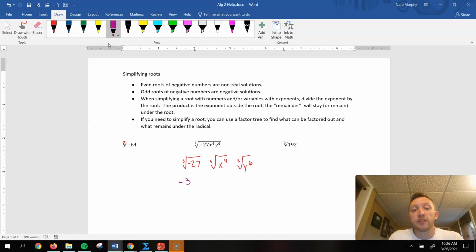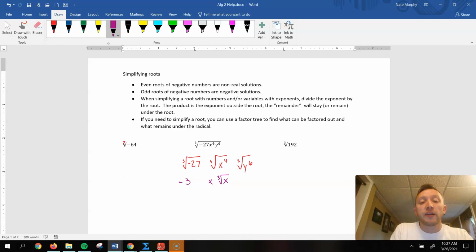Now let's look at x to the fourth. What that means is I have 4 x's. When we're dealing with the cube root, we're looking for sets of 3, and we can factor one out. If we have 3 of the same item, we get to factor 1 out. So if I have 4 x's, I get to factor 1 x out, and I'm left with 1 remaining. Technically, that's what's happening. So your answer for that piece would just be x times the cube root of x.